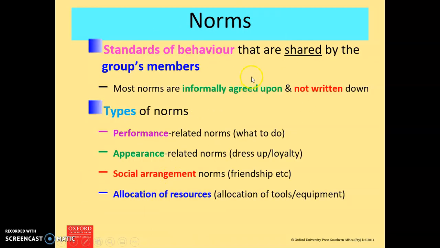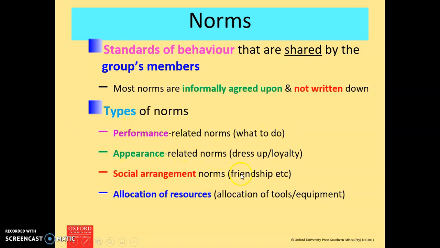Norms is referring to the standards of behavior that are shared by the group members. So most norms are informally agreed upon or not written. So when we talk about norms, we talk about the acceptable behavior patterns. They are not normally written. They are informal, people just accept these norms. Types of norms depend. Performance related norms refer to what to do. Appearance related norms are about dress and showing loyalty. So that one is based on the appearance, and this one is based on the performance.